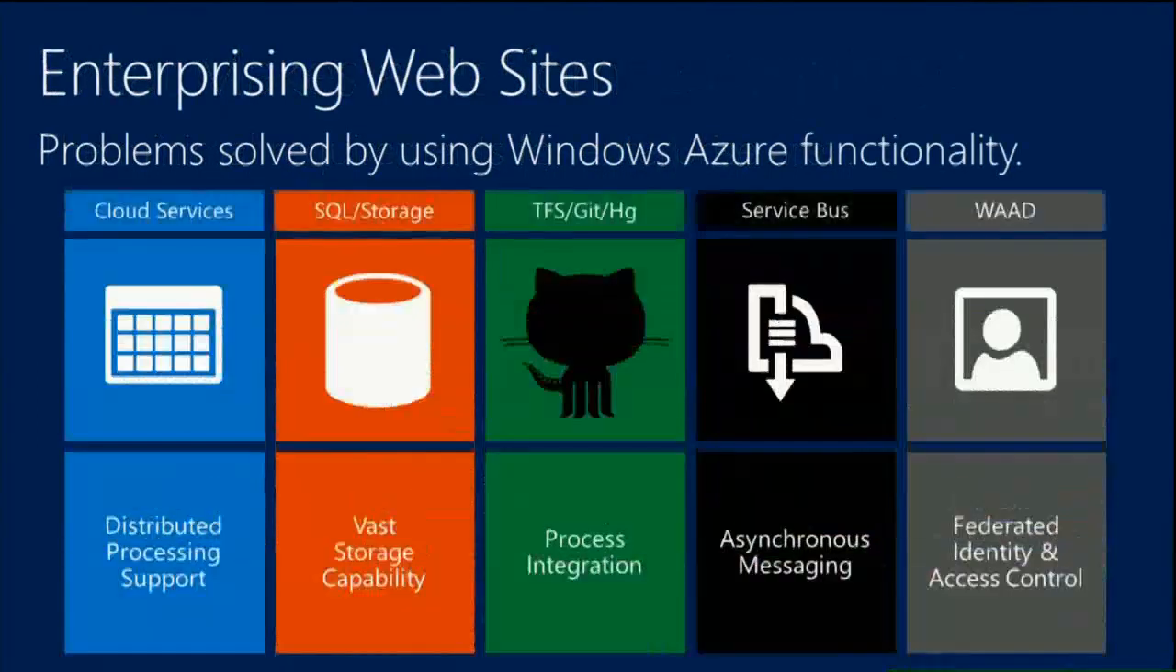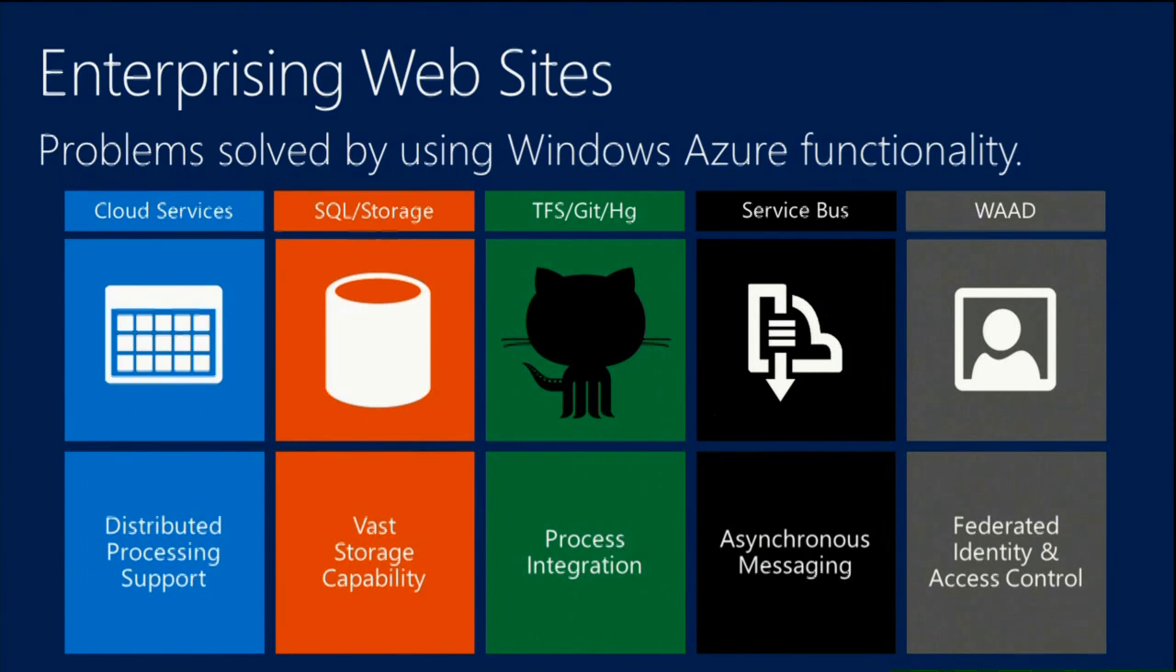So how do we have all of this? The way to think about it is that we have distributed processing support in the form of cloud services. Have folks heard about cloud services in terms of web roles and worker roles? These are basically worker roles that you can have running in the background that can process a task for you in your web application. We have storage capabilities in the form of Azure SQL Server, blobs, or queues.